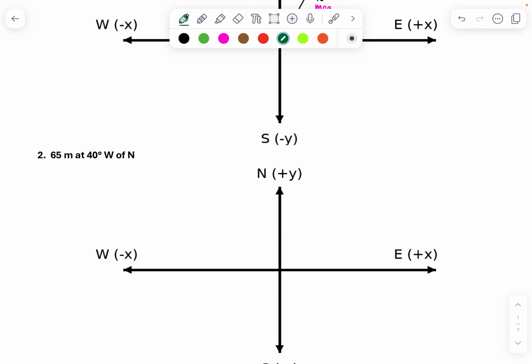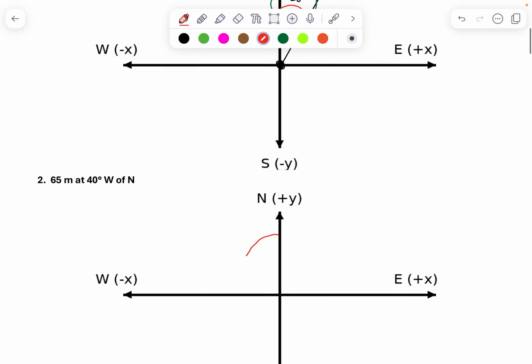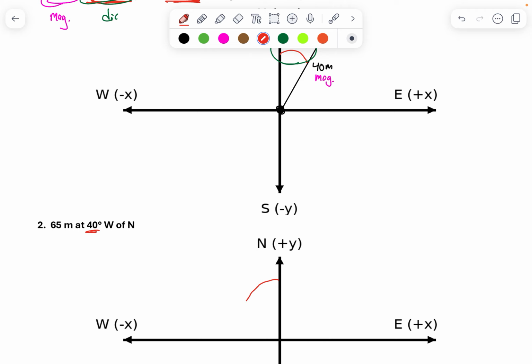I'll show one more really quick and hopefully you get the idea. This one is 65 meters at 40 degrees west of north. So again, I'm going to start with my direction and I see west of north. So I start at north, but now I don't go east, I go west. I like red. Red is a good color. I'm going to try to go more west than I went east, because 40 degrees is pretty close to 45, which is halfway. So I'm going to get my line right about there.